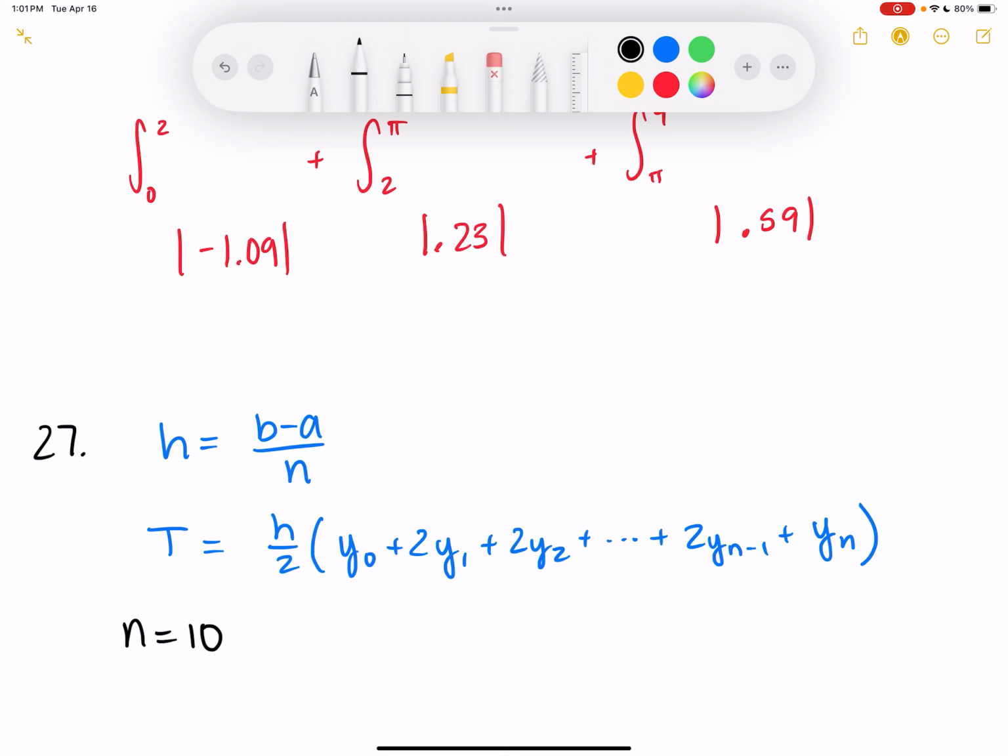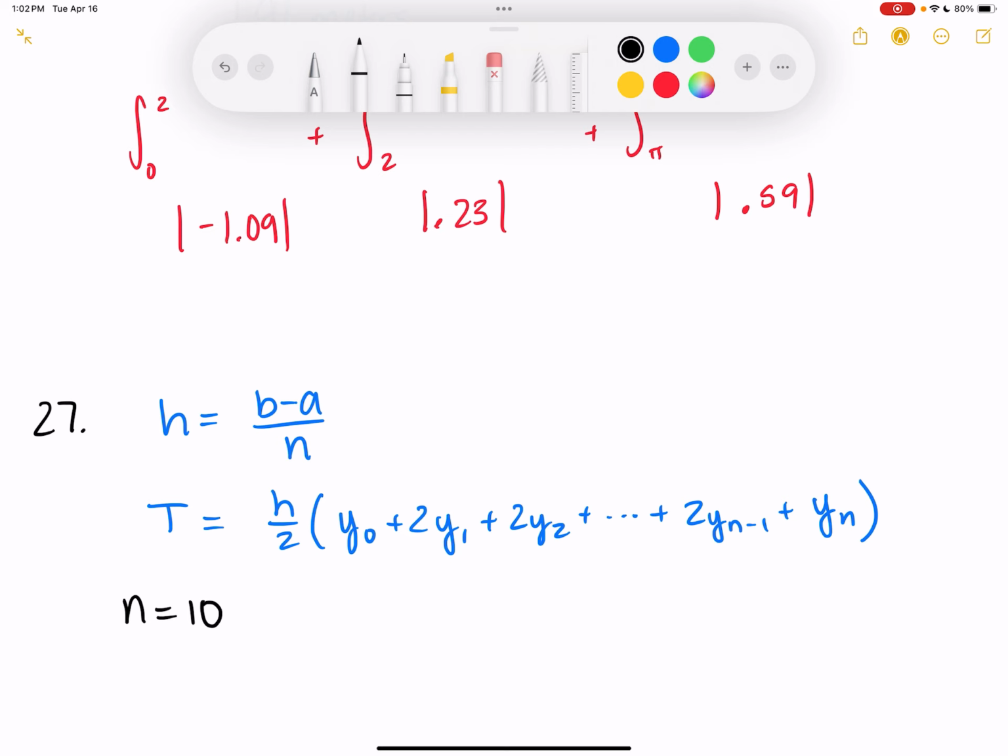So we have b minus a over n. Oh, wait. 1, 2, 3, ... 8, 9, 10. Okay, so let me show you this so that you can see this.